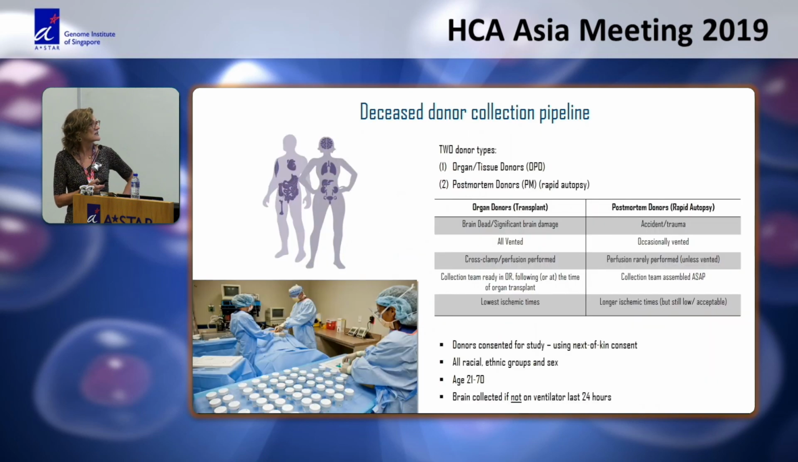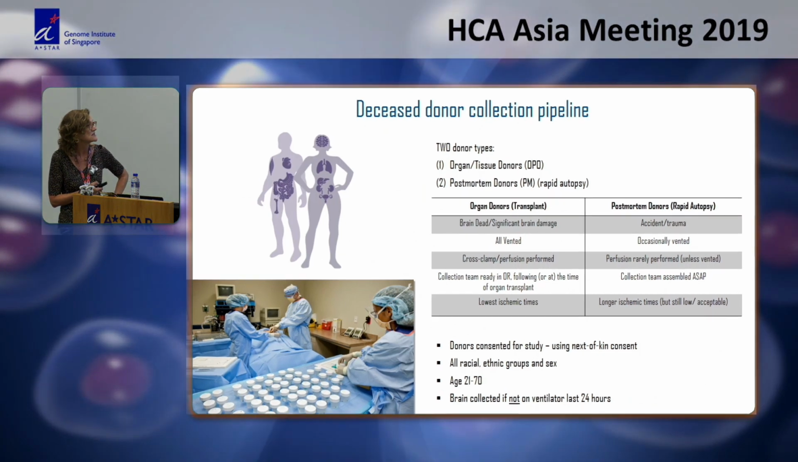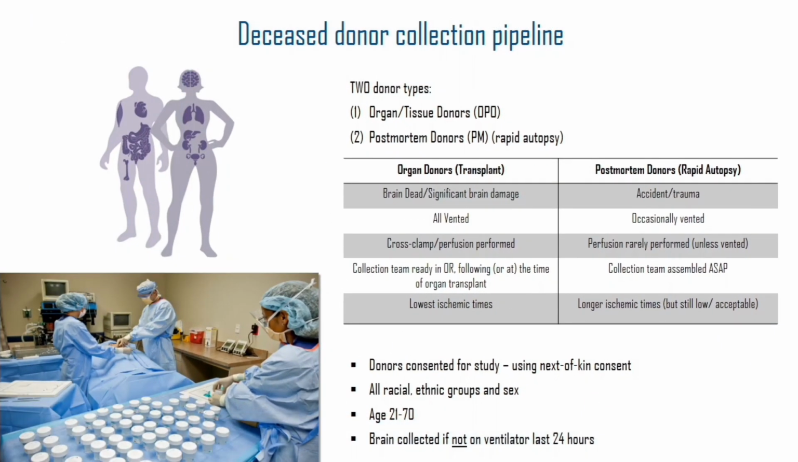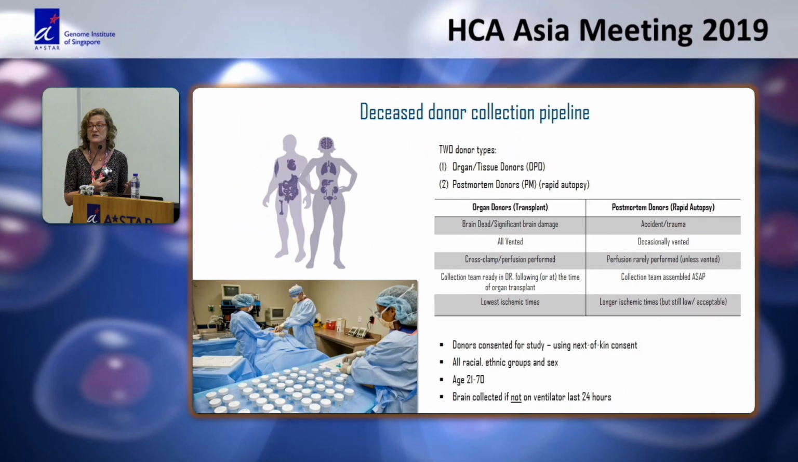So this is what the donor collection pipeline looked like. As I said, we had two types, transplant organ donors from OPO sources and post-mortem donors from rapid autopsy sources. And you can see those differ in a couple of critical ways here, which I can't read that well myself. But the OPO donors were largely either brain dead or had significant brain damage. They were all on ventilators. We could have a collection team ready in the operating room following those because there were collection teams ready to do the organ transplant, and then they went in immediately to collect the GTEx tissues.